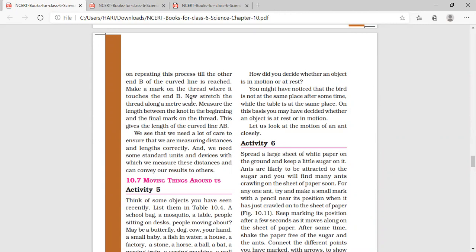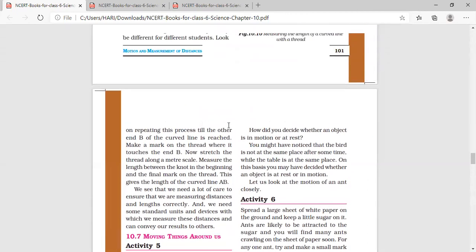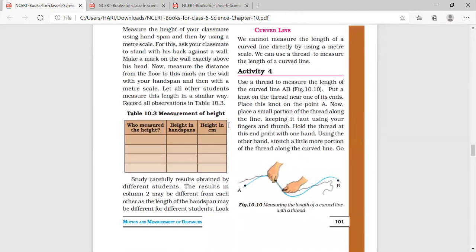Now stretch the thread along a meter scale. Measure the length between the knot in the beginning and the final mark on the thread. This gives the length of the curved line AB. Now we will see it properly, how to measure the length of the curved line using a thread.